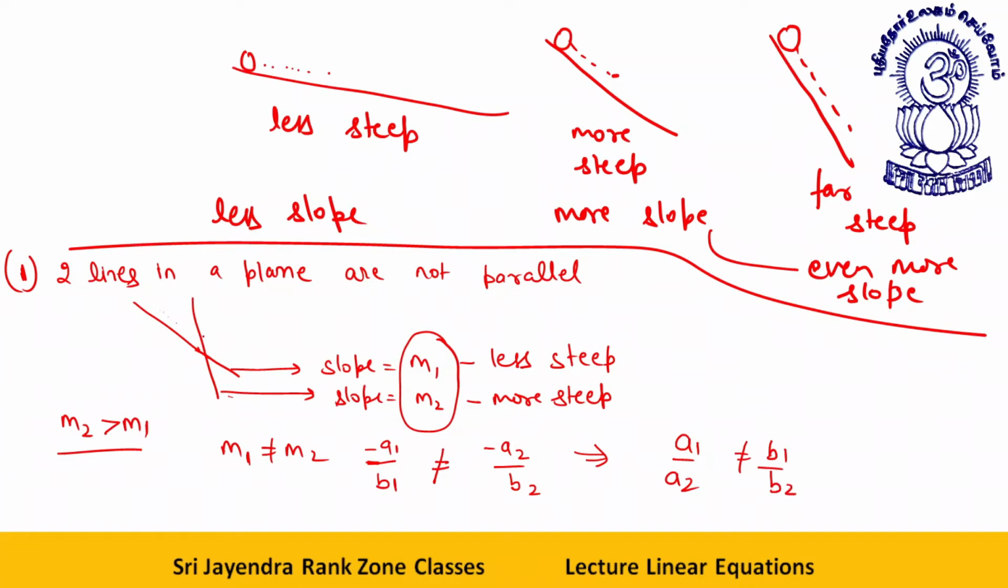Why? Because the slopes are not equal. Slope is a ratio of a by b. There are two lines. Let's say the first line is a1x plus b1y is equal to c1. The second line is a2x plus b2y is equal to c2. Since the two lines have different slopes, therefore this ratio is different. Therefore a1 by a2 is not equal to b1 by b2.